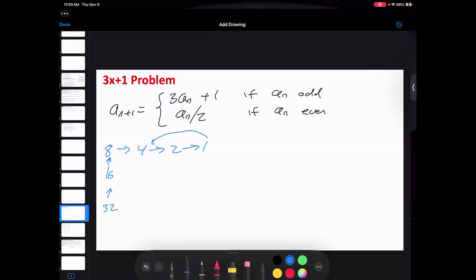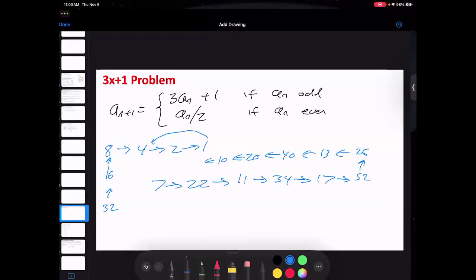All right, somebody give me a positive number that's not a power of 2. 7. All right, so 7 is odd, goes to 22, goes to 11, goes to 34, goes to 17, goes to 52, goes to 26, goes to 13, goes to 40, goes to 20, goes to 10, goes to 5, and what does 5 go to? 16. What would you conjecture based on this? Everything should go to 1.